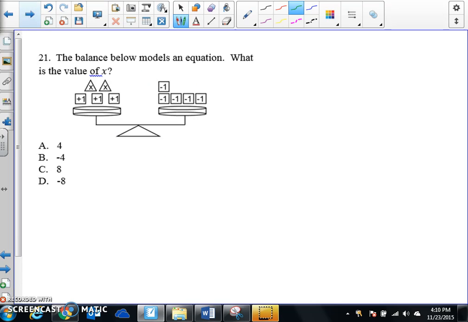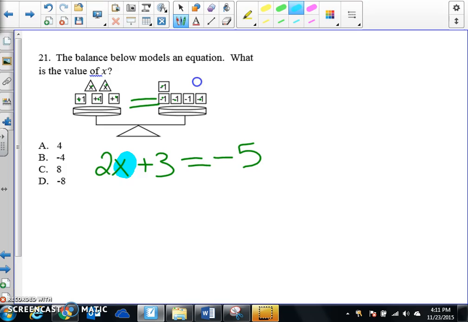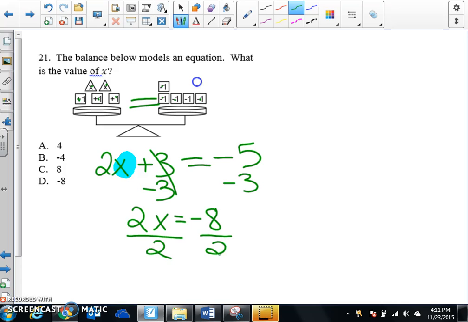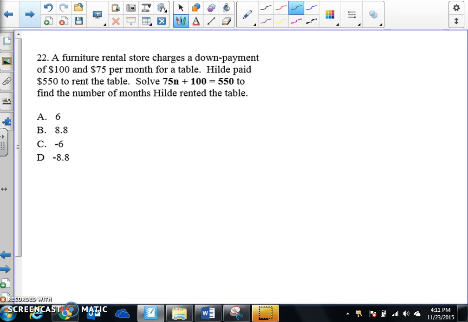All right, the balance below models the equation. So I've got 2 x's plus 3, equals, this is like having a big equal sign there, negative 5. Now I just go ahead and solve. Here's my x. I cover up everything touching it. I'm left with a positive 3, so I subtract 3. 2x equals negative 5 minus 3, which is negative 8, and I divide by 2. x equals negative 4.